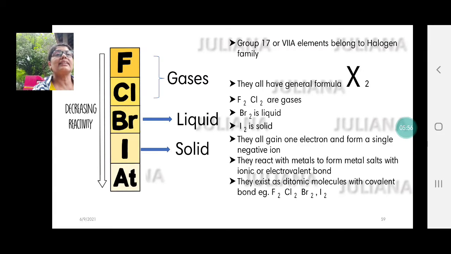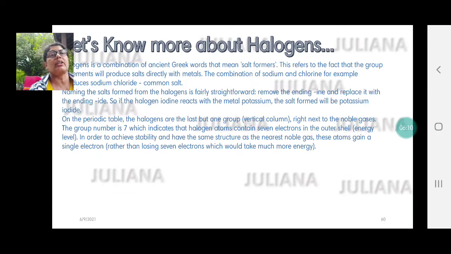They exist as diatomic molecules. All of them exist as F2, Cl2, Br2, I2, At2, etc. The reason is because they are diatomic molecules.